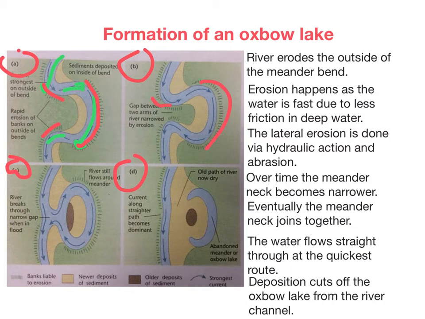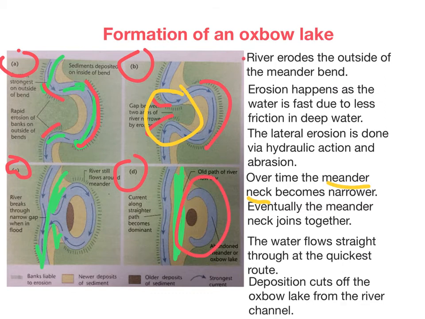And we can see that in stage B the erosion continues, and that which I'm circling in yellow now is the meander neck, and that becomes narrower over time, so that we can see in diagram C that the neck is kind of joined up now, and that's when the deposition happens. So in green then the water flows straight through and there is deposition at the sides, and eventually in stage D it's fully deposited, and that leads to our oxbow lake.